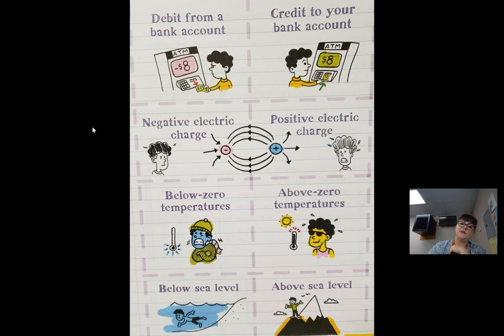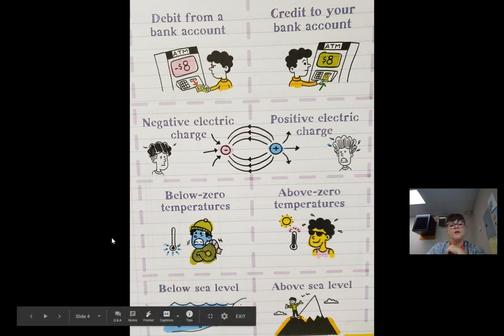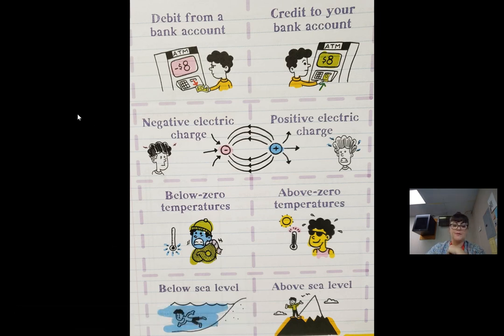Let's check out below sea level and above sea level. So this is another means of measurement. So think of elevation. When you hear it's gonna snow, if you've ever heard, oh, it's gonna snow down to blah blah blah feet, right? It's gonna snow down to 4,000 feet. That measurement is according to what we call above sea level and below sea level.